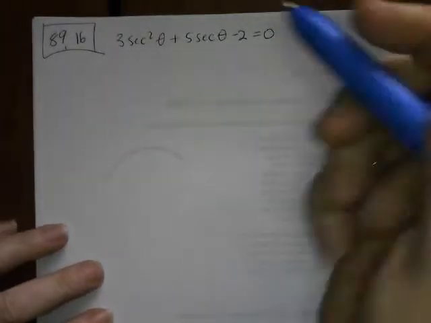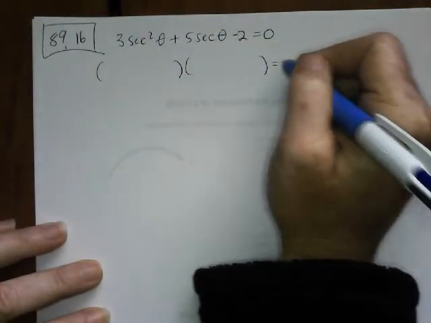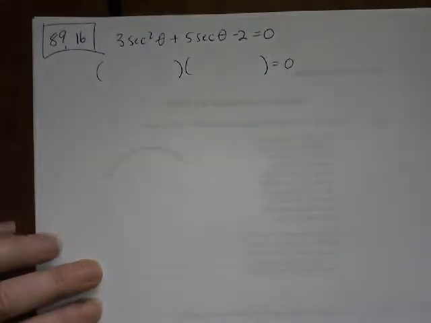This is lesson 89, number 16. We got 3 secant squared theta plus 5 secant theta minus 2 equals 0. I am hoping that I can factor this and use the zero product property on it.